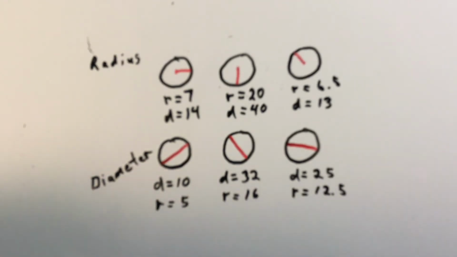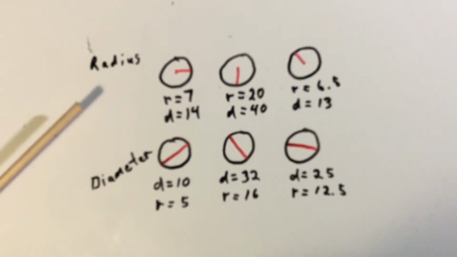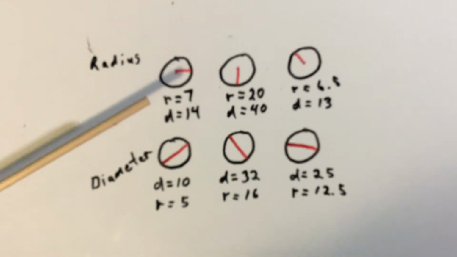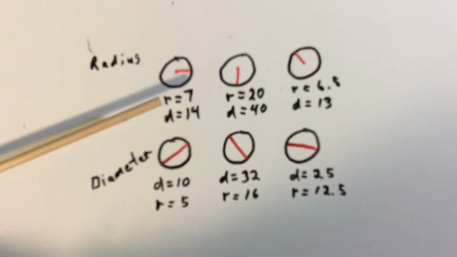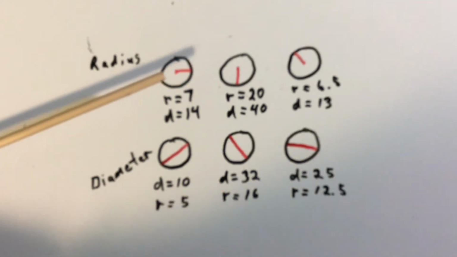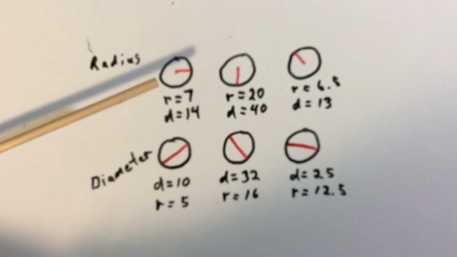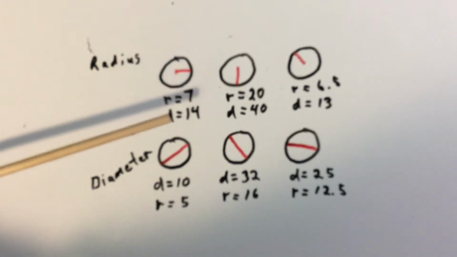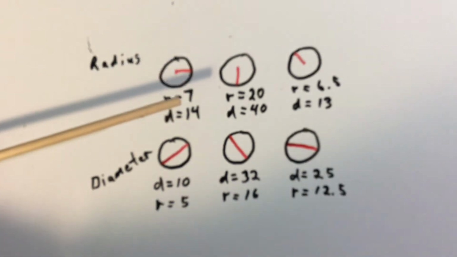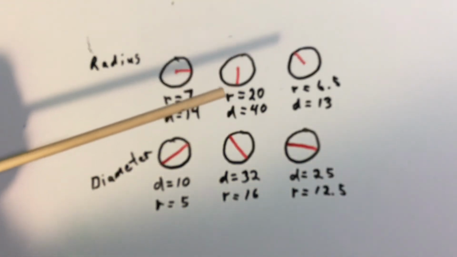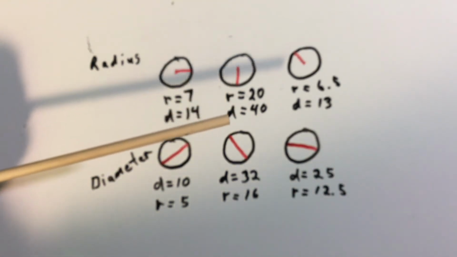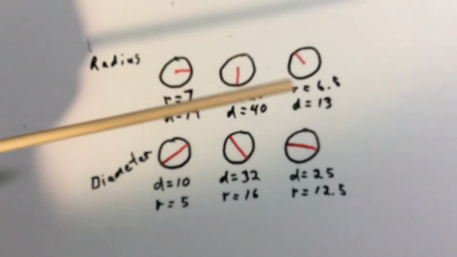All right, so looking for radius and diameter, here's three examples of each. If I have the radius, I can find the diameter. Say, for example, they tell me that the radius here is 7. Well, my diameter would be the whole length of the circle, which would be 14. So that would be twice the radius. And the next one, they tell me my radius is 20. So twice the radius would be 40, therefore the diameter is 40.